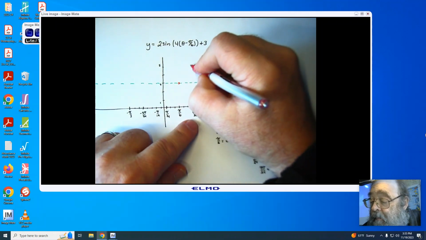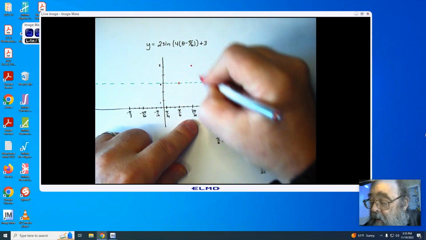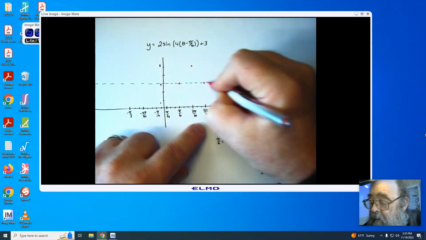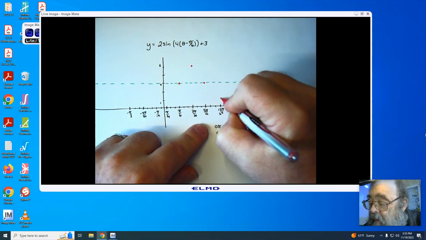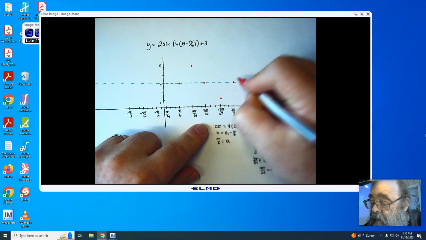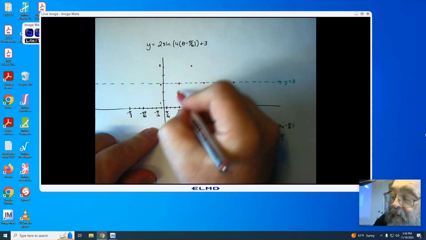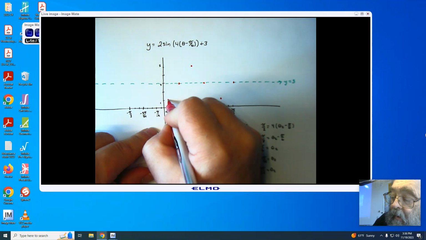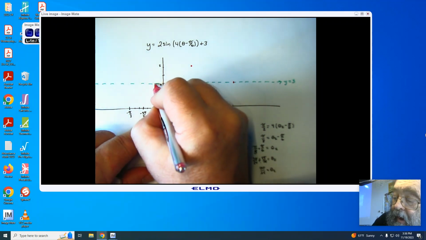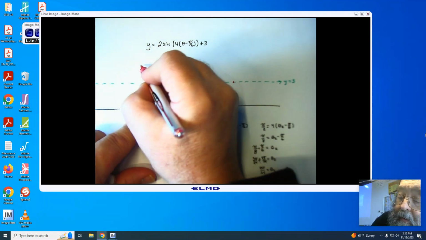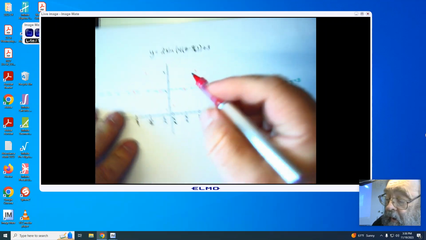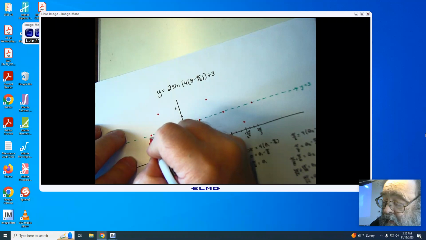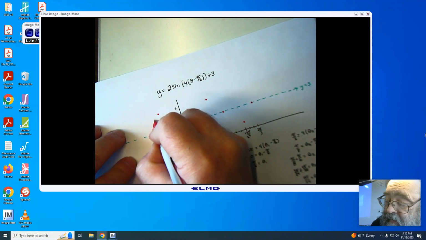I'm now ready to graph, starting at the center line at pi over 6. Sine then goes up, then down, then down, and then up. Going in the opposite direction, we go down, then up, up, and down. And I now have my graph. My graph looks like this.